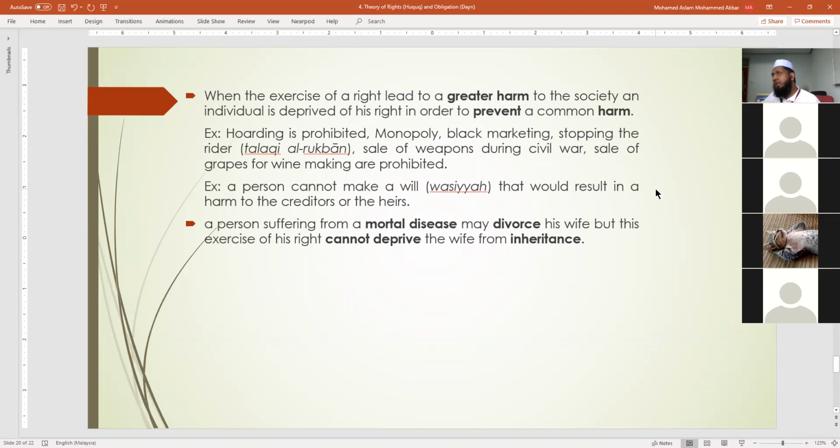This is called talaqi al-rukban, which means that a farmer is bringing vegetables from his farm, and before he reaches the Selayang market, someone takes everything from him, purchasing everything from him so that he can make double the price in the market. So this is called talaqi ar-rukban, stopping the rider, which is actually not the right thing.